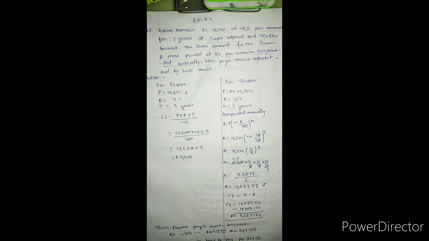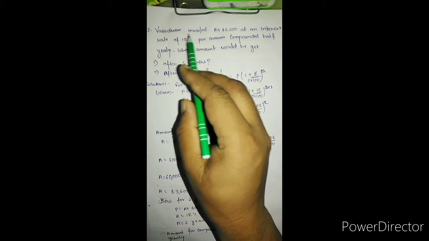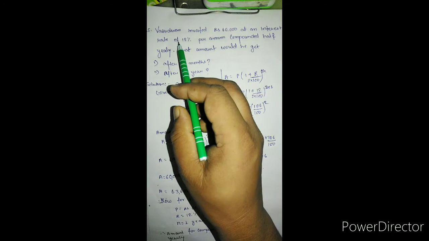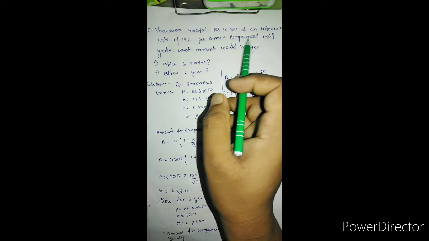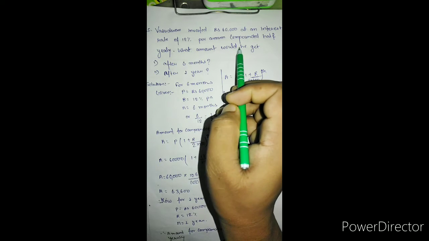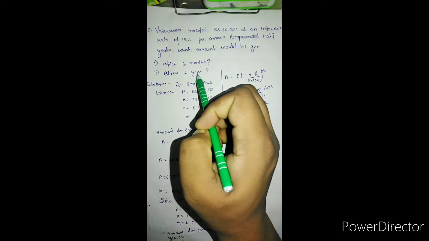Now look at question number 5. Vasudevan invested rupees 60,000 at an interest rate of 12% per annum, compounded half yearly. What amount would he get after 6 months and after 1 year?